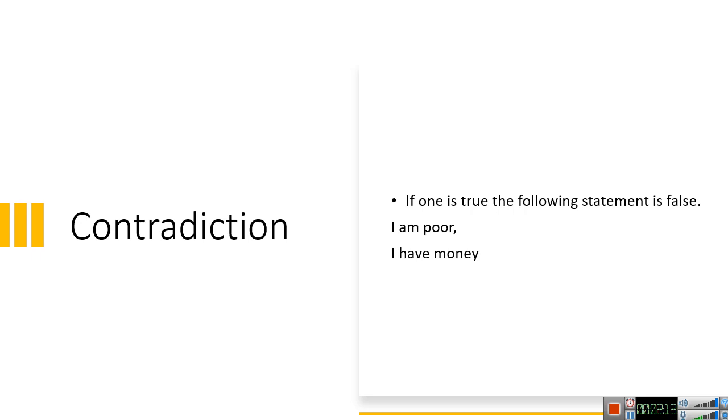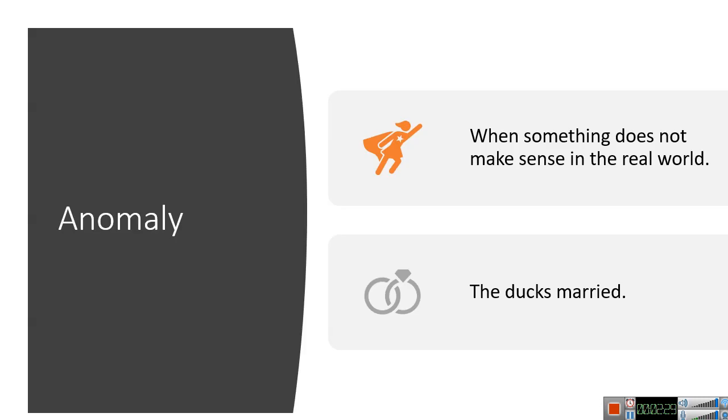There's also contradiction. If one is true, the following statement is false. So, for example, I am poor, I have no money. That is pretty simple. Anomaly. So when something does not make sense in the real world, let's say, the dogs married. That is not possible in the real world. So it's called an anomaly.